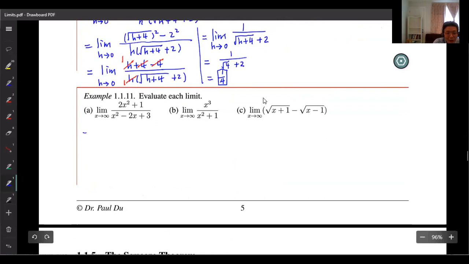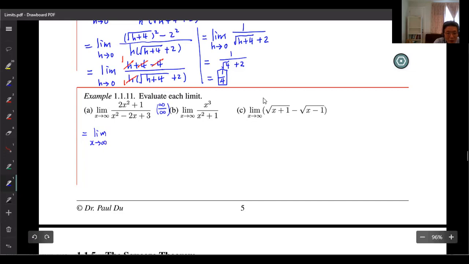Here, definitely we cannot plug in. If you plug in, you get infinity over infinity, which is also an indeterminate form. Informally, you can think both are infinity. What are we going to do? We're going to do actual work. How do we do actual work? You may have learned this already in pre-calculus. We do it this way.